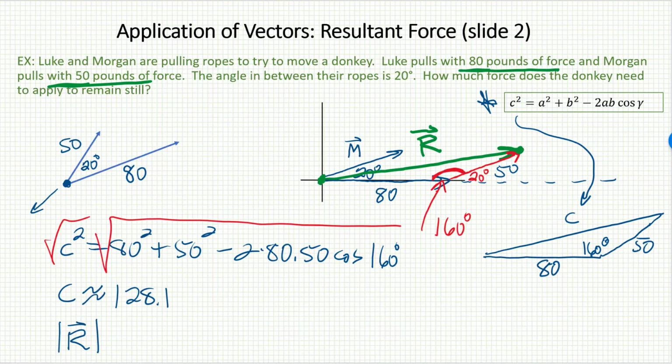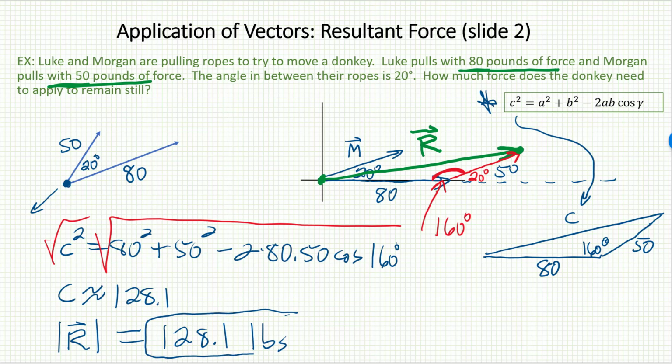The length of the resultant vector told me the information I needed. The net force that Luke and Morgan are using is 128.1 pounds. They're not losing that much compared to that 130 if they were pulling in a straight line. They're losing a little bit. If the donkey is not moving, then the donkey is pulling back in the opposite direction, also with 128.1 pounds of force.